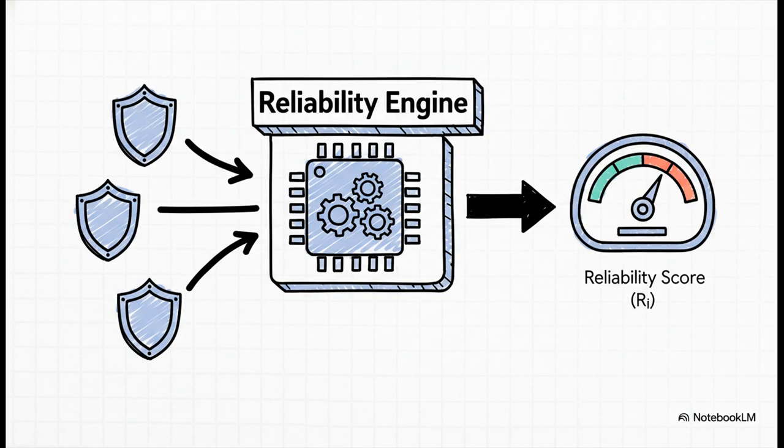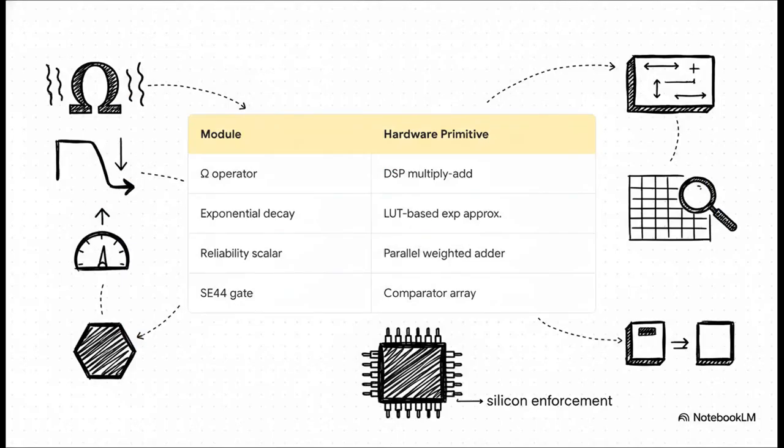Now let's zoom in on this specific block, the reliability engine. Remember that reliability score R sub I that needed agreement? Well, this shows us exactly where it's calculated. See that label, DSP unit? That's a digital signal processing unit. This is a very deliberate choice, using a piece of hardware that's purpose-built and hyper-efficient for exactly this kind of math. And this table just makes it perfectly clear.